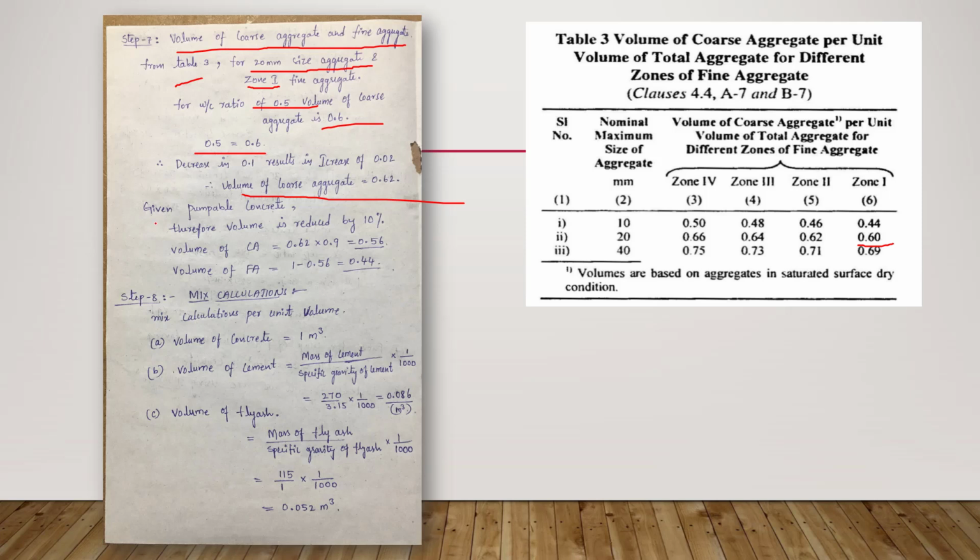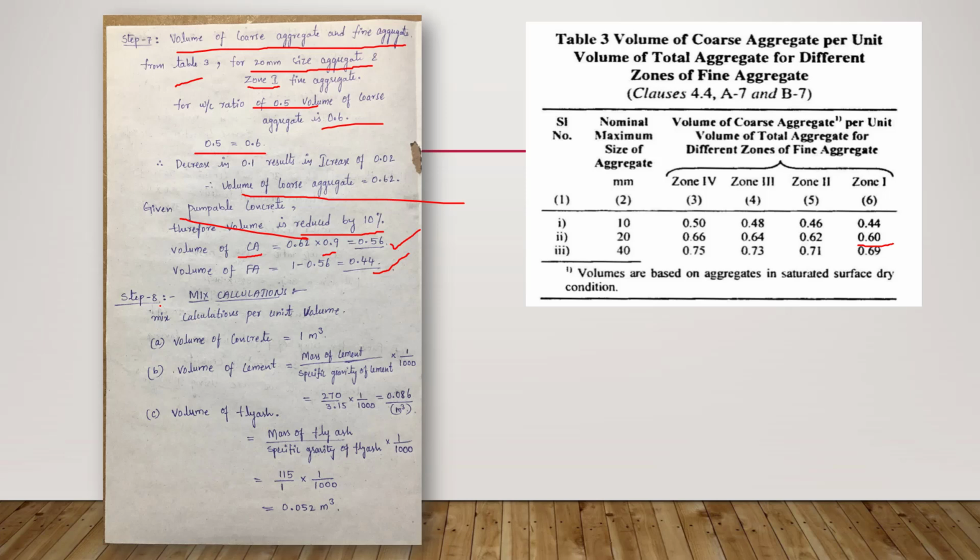Okay, pumpable concrete is also given. Pumpable concrete means the volume is reduced by 10%. So the volume of coarse aggregate, 0.62, is reduced by 10%, right? So we multiply by 0.9. So 0.56 is the volume of coarse aggregate now. Next, fine aggregate is total minus coarse aggregate, right? So fine aggregate is 0.44.